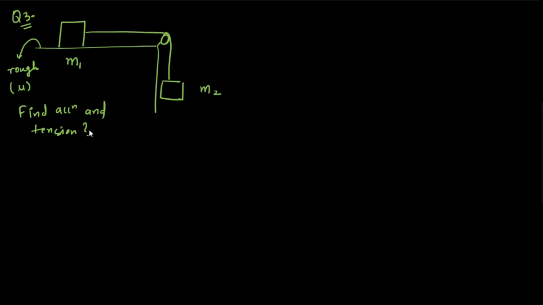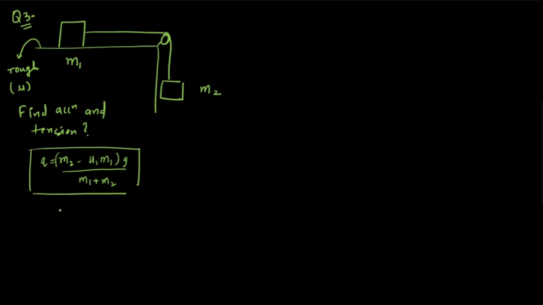So for acceleration, I got A equals (M2 minus mu M1) times G, whole divided by M1 plus M2. That's correct. And then for tension, I substituted in the acceleration, so it becomes T equals M1 times M2 G times (1 plus mu), whole divided by M1 plus M2. That's also correct.